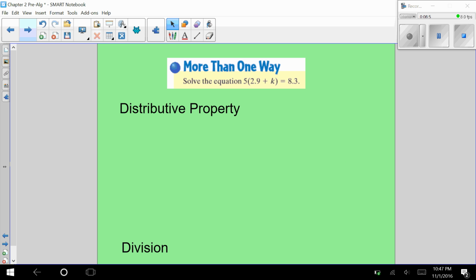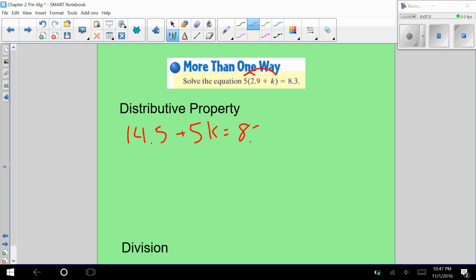And then there is more than one way to solve distributive property problems. So the problem 5 times the quantity 2.9 plus k equals 8.3 can be solved using the distributive property, which is the way we've done so far. So I'm going to take my 5 and give it to my 2.9. So 5 times 2.9 is 14.5. Plus 5 times k makes 5k, equals 8.3.